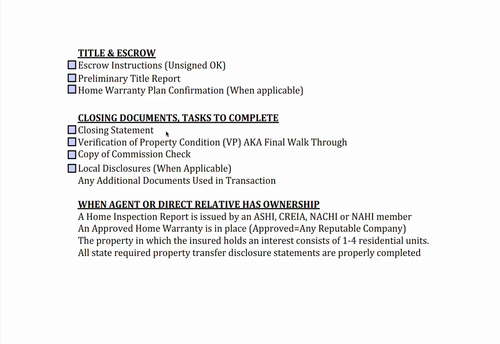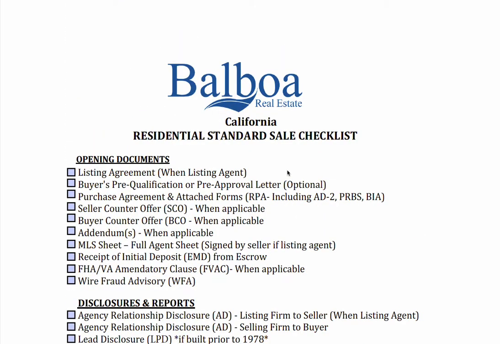HUD's obsolete. Verification of property condition, VP, not required by law, but smart to have, that the buyer's signing off on that the condition hasn't substantially changed since they first walked through. And copy commission check. I mean, these are broker and local disclosures. These are just broker specific. Local disclosures. I mean, ideally, you'd know if there are any local disclosures depending on what area you're conducting business. That's it. That's our checklist.